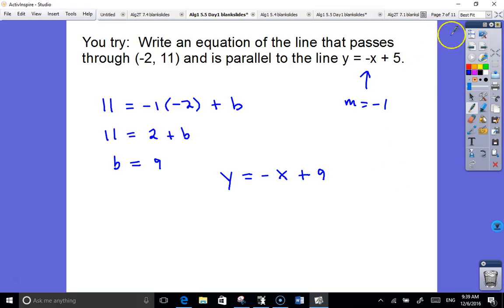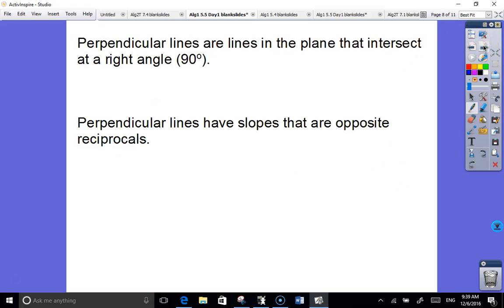Okay. That is parallel. Okay, what does it mean for two lines to be perpendicular? Did you ever hear that word? Yeah. Okay, well, it says it right there. Perpendicular lines in the plane intersect at a right angle. What's a right angle? 90 degrees. So perpendicular lines are like that, right? So perpendicular lines have slopes that are opposite reciprocals.